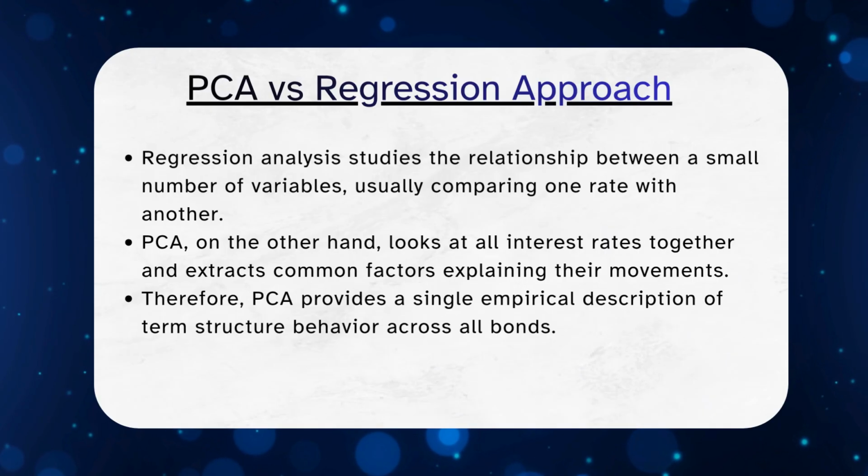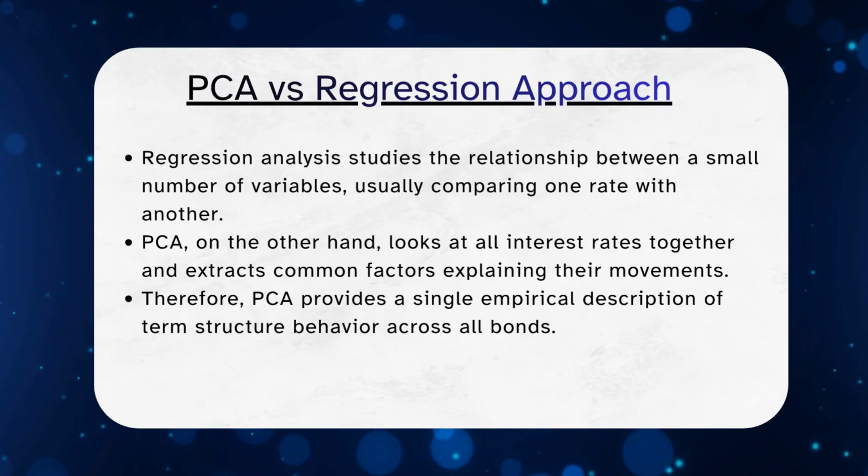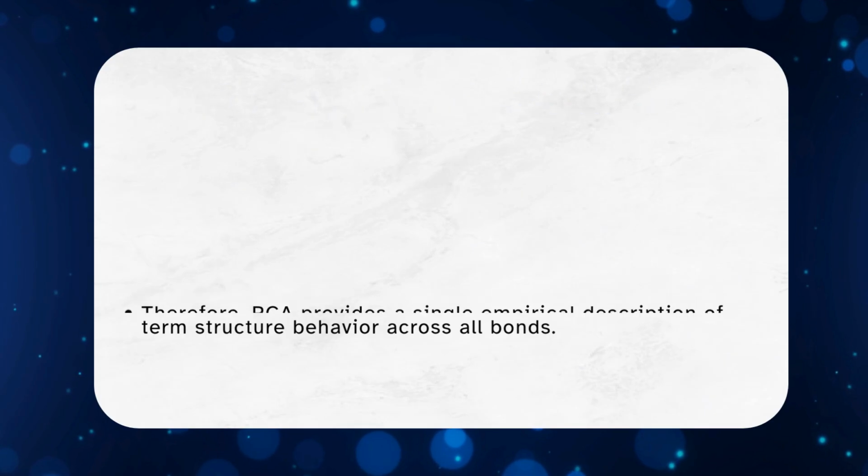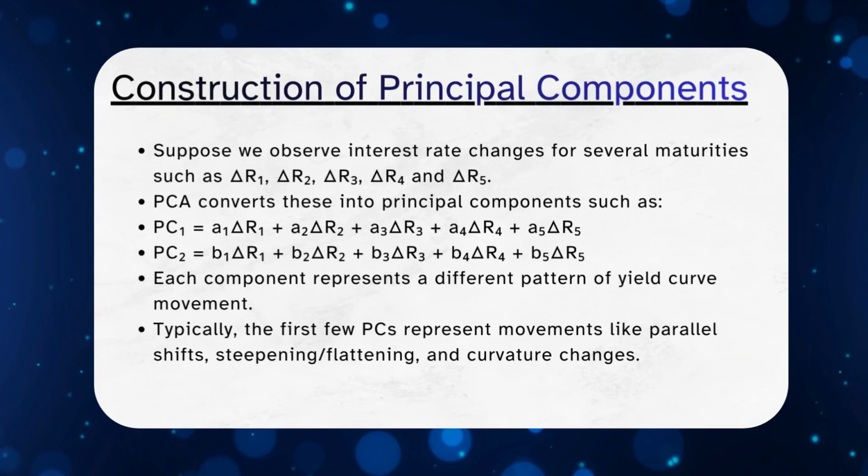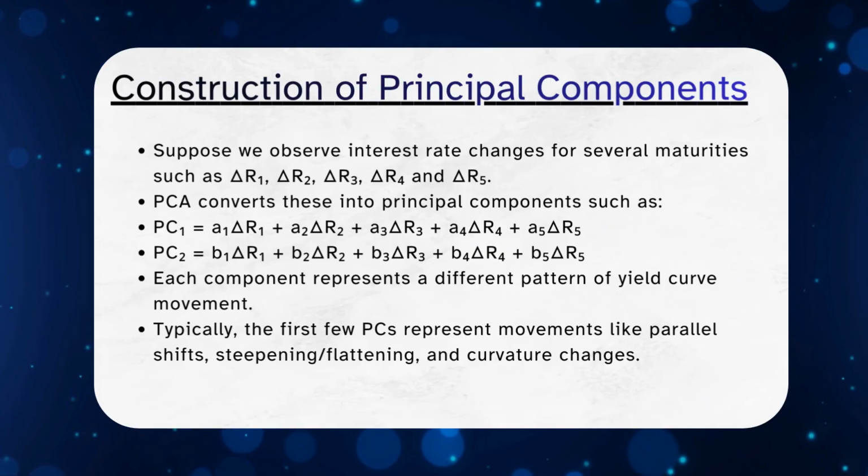However, regression becomes difficult when we have many interest rates, because we would need to analyze multiple relationships between each pair of rates. PCA takes a different approach. Instead of analyzing pairwise relationships, it studies all interest rates together and extracts a few common factors that explain their movements.